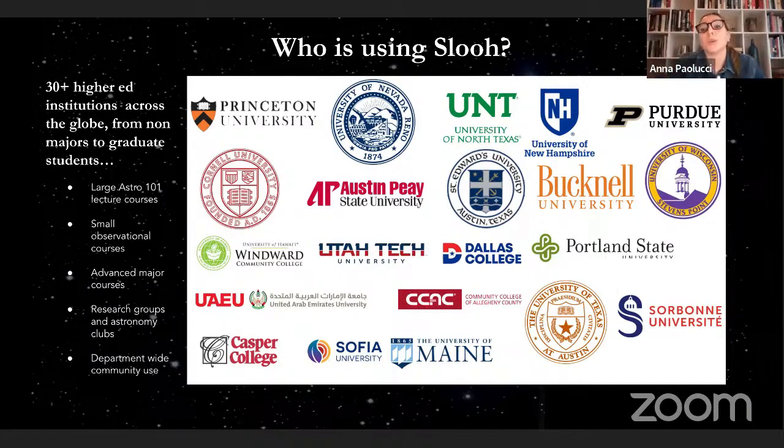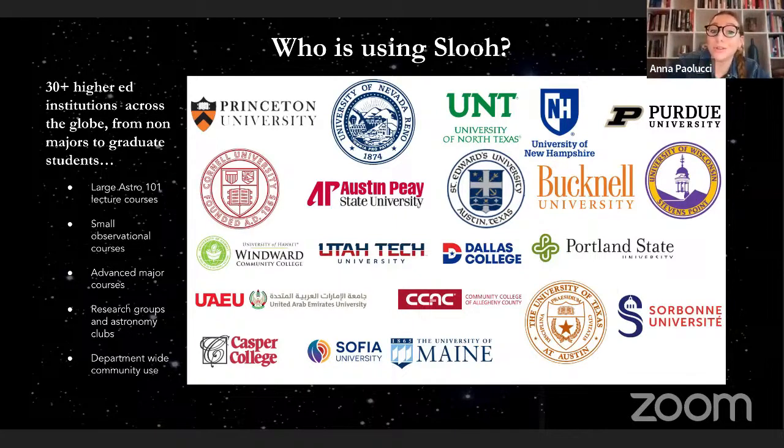So to list a few, we're used in large Astro 101 lectures that are like 300-plus students at Purdue University, University of Nevada, Reno, and University of New Hampshire. We're used in some smaller observational courses like at Bucknell and Princeton, or even advanced major courses like at Cornell. We're also super popular in astronomy clubs at universities, like at the University of Maine, or in a department-wide community setting, like at the UAE University.